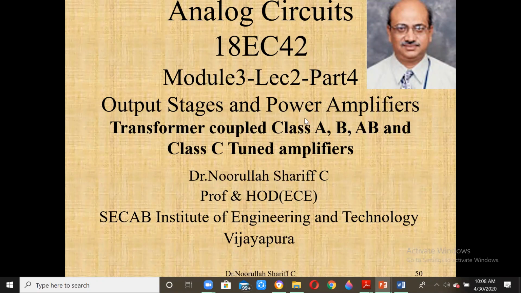So how they are different from, might be in the case of a class A amplifier, a common emitter or a common collector stage, and then the normal complementary symmetry push-pull amplifier of the class B type or class AB type, how it differs from the transformer coupled, that is what we'll see. And also when the class C are used and why we should use a tuned amplifier at that position is what we will just try to check.